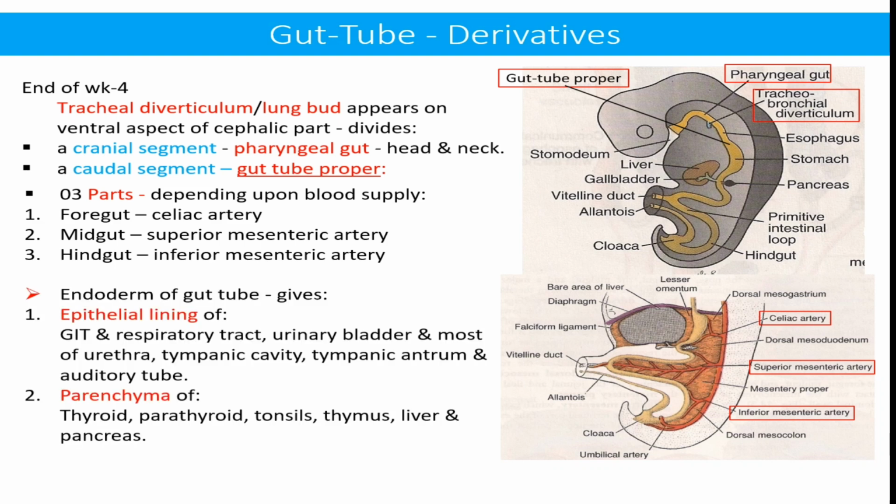The endodermal lining of the gut tube ultimately gives rise to number 1, epithelium of the gastrointestinal tract, respiratory tract, urinary bladder, and most of the urethra, tympanic cavity, tympanic antrum, and auditory tube. Number 2, it also gives rise to parenchyma of thyroid, parathyroid, tonsil, and thymus glands, and liver and pancreas.